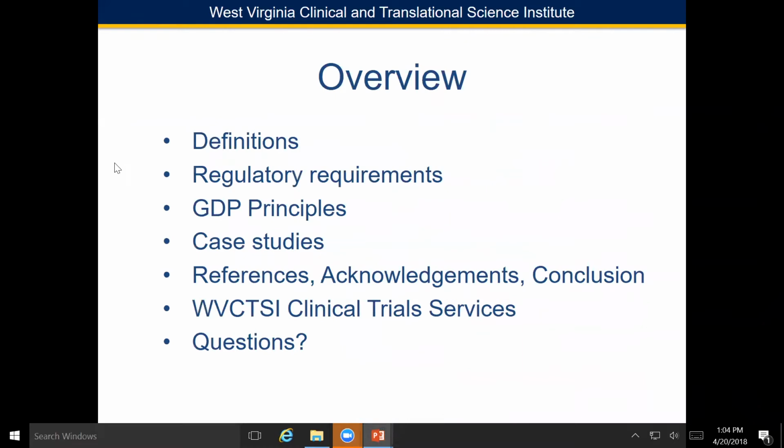So just to give you an overview of today's presentation, we're going to go over a few definitions and then regulatory requirements with regards to good documentation practices, the principles of those practices. We'll go through a few case studies and also references, acknowledgements, and an overall conclusion. And then we'll share with you the WVCTSI Clinical Trial Services and discuss any questions that you might have.